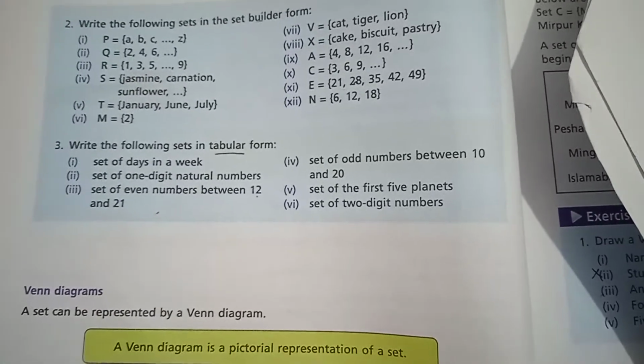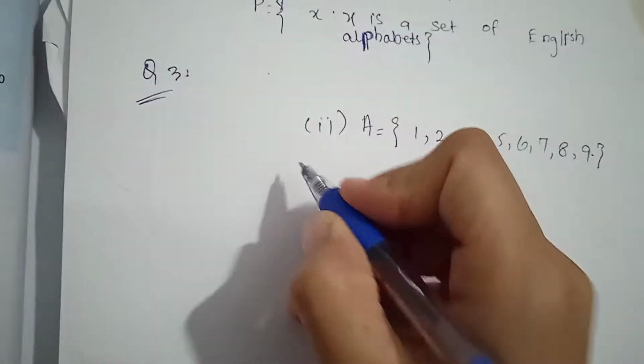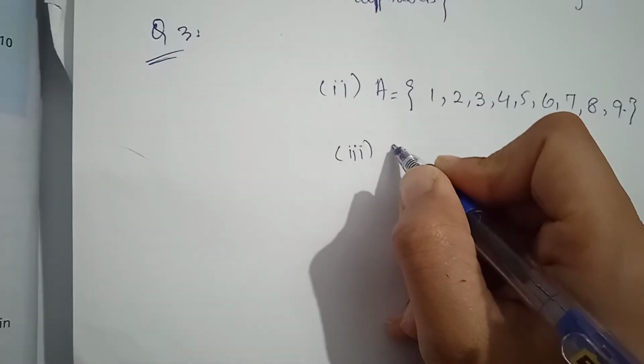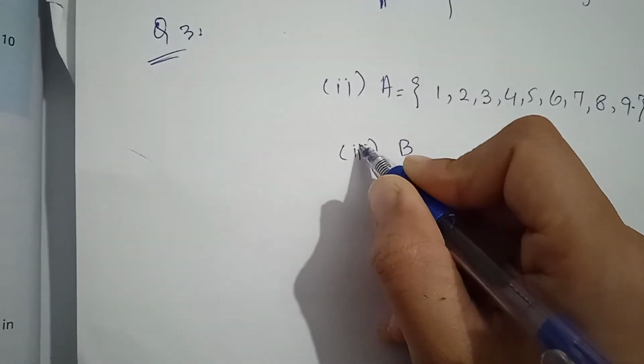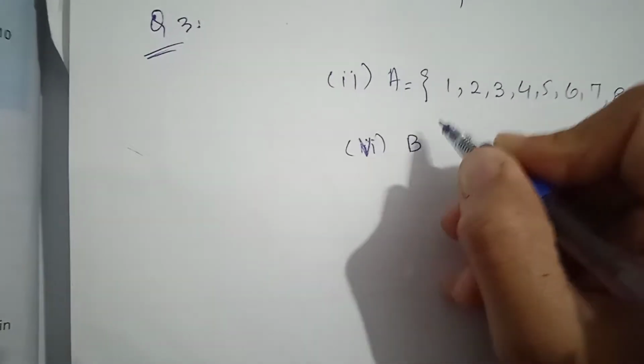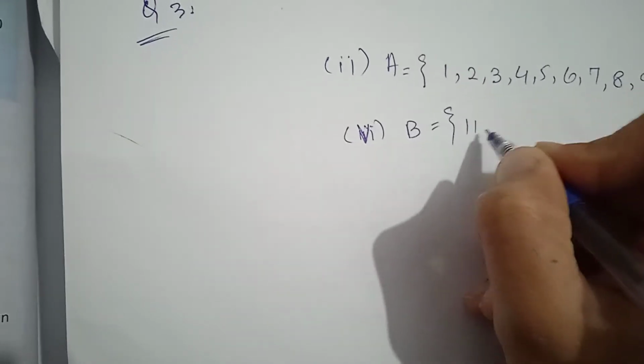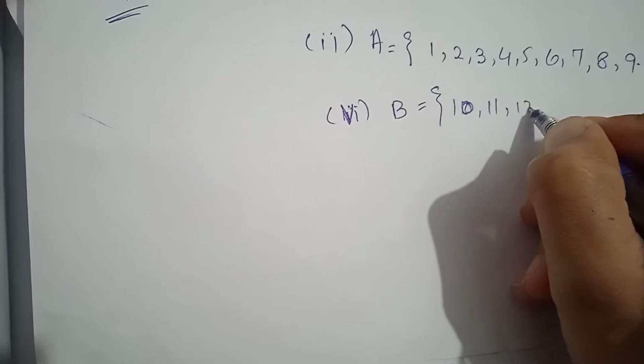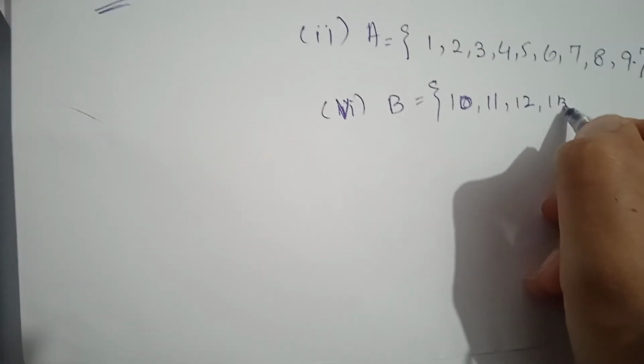Set of 2 digit numbers, starting from 10, 11, 12, because 2 digit numbers are up to 99.